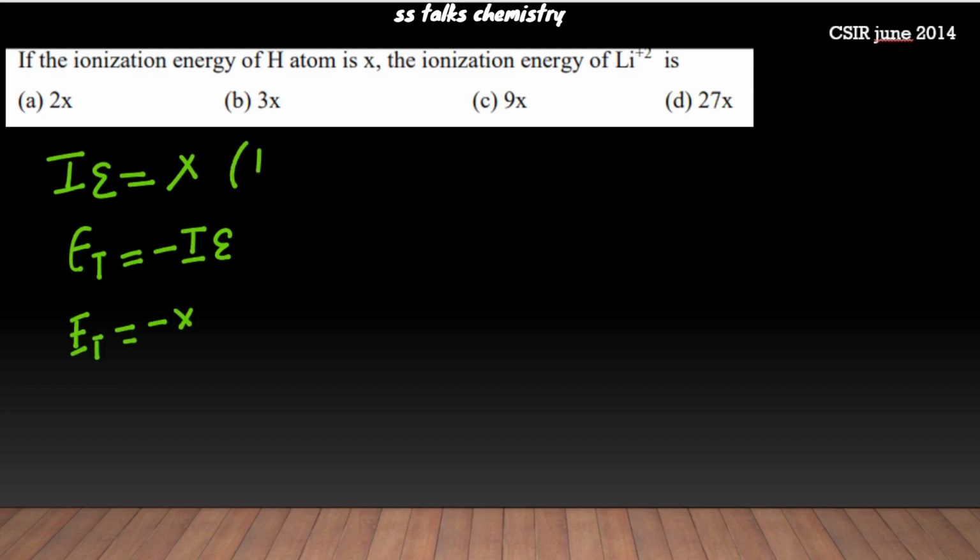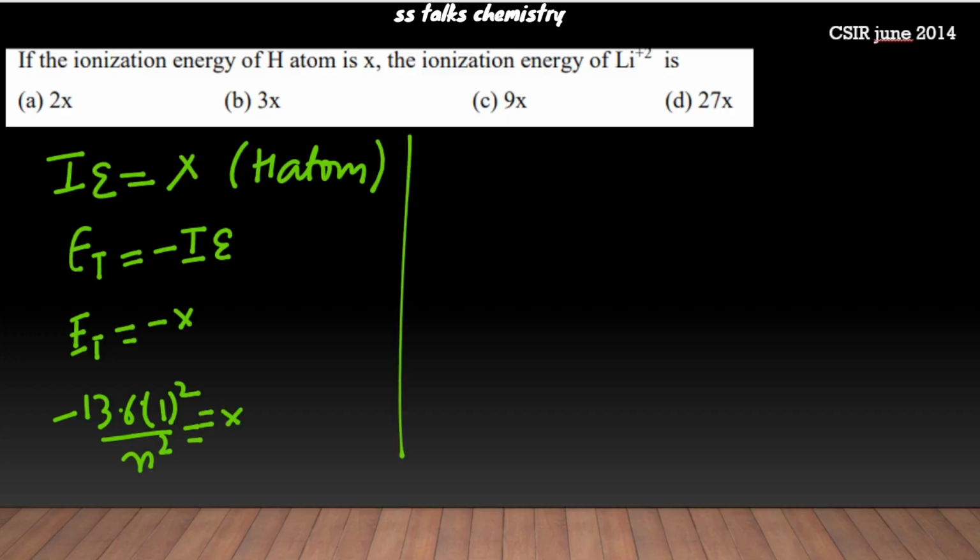This is for the hydrogen atom, right? So that means minus of 13.6 into the Z square, which is 1, upon the N square, is equal to the minus of the X, right? So we can say from here that the value of 13.6 upon the N square is equal to the X, right? Now the ionization energy for the lithium 2 positive is being asked to us.